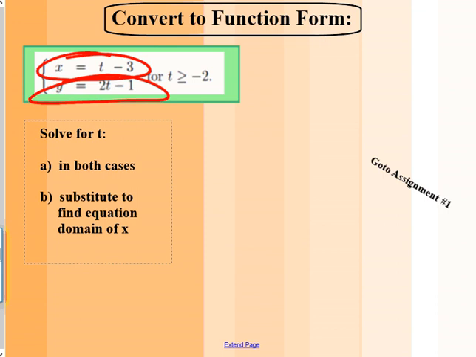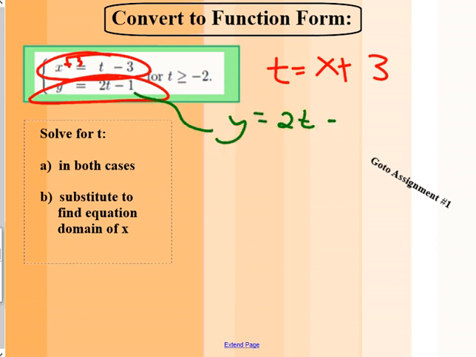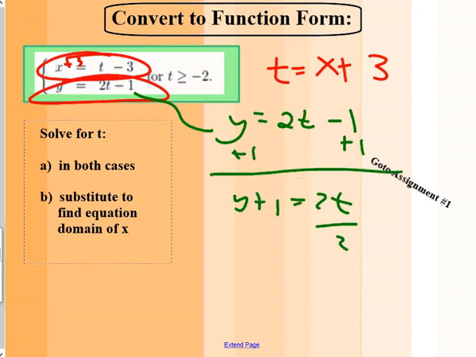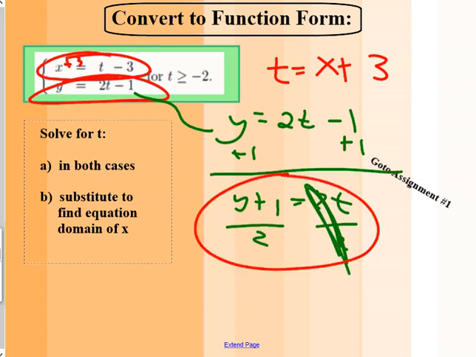Okay. Solving this one for t, you just add 3 to both sides. So t equals x plus 3. And solving this one for t looks a little more complicated because it's got 2 steps. Adding 1, adding 1. y plus 1 equals 2t, dividing by 2, dividing by 2. There. I got 2 equations. t equals this, t equals that. Now what do I do?